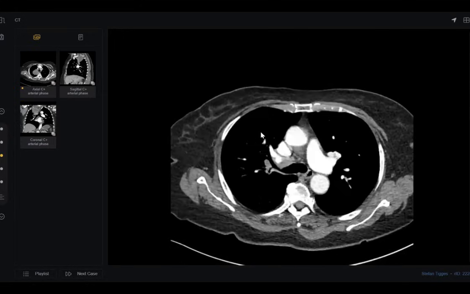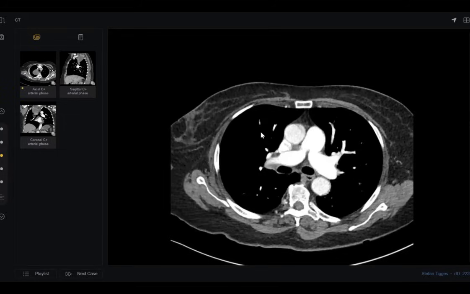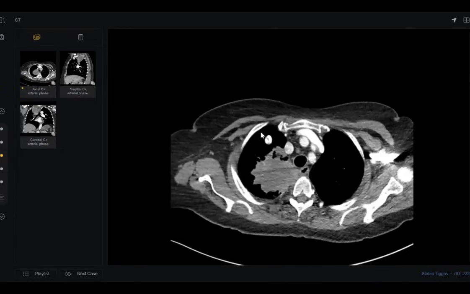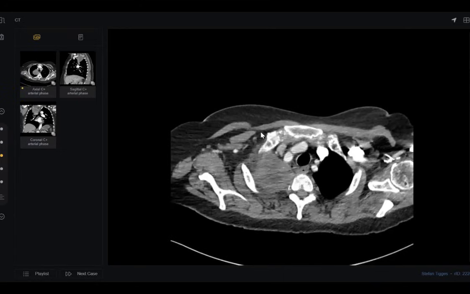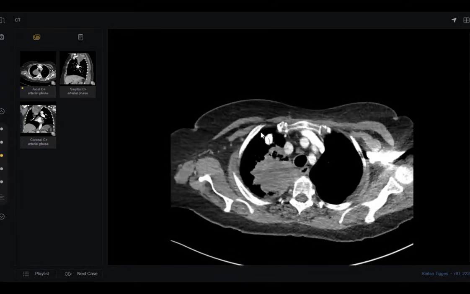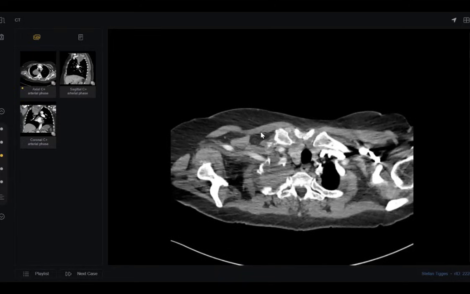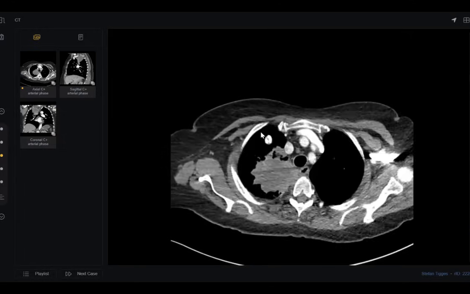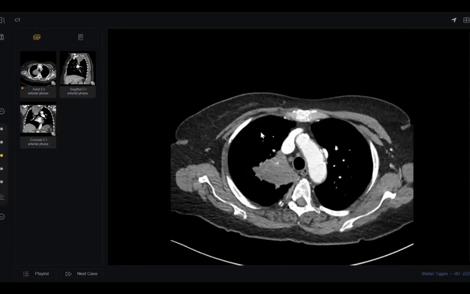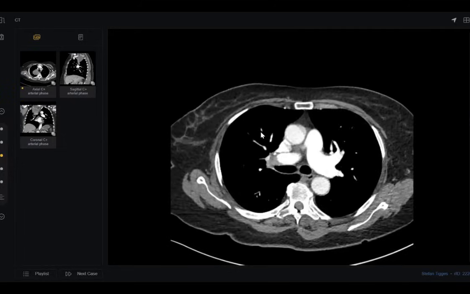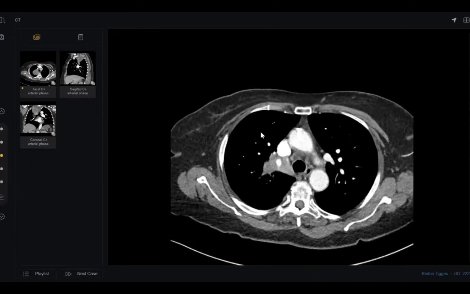Sir, it could be a metastatic deposit. Are you sure? What do you think, would a metastatic deposit be like this, single and large? Sir, it could be a primary bronchogenic carcinoma. Okay, what else? Concentrate on the tumor itself.